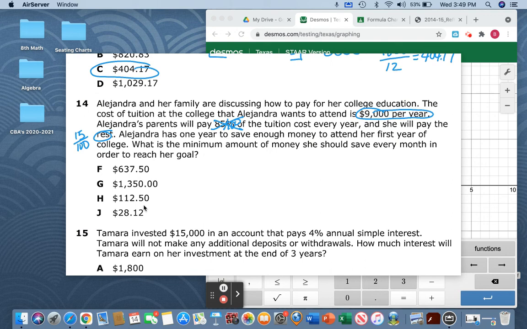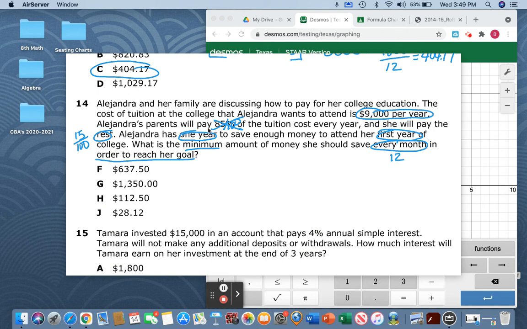Alejandra has 1 year to save enough money to attend her first year. So we only want 1 year. It's only paying for the first year of college. What is the minimum amount of money she should save every month in order to reach her goal? Miss Miller, how many months are in a year? 12. Man, I thought I was going to trick you. So we got 12 months to save.